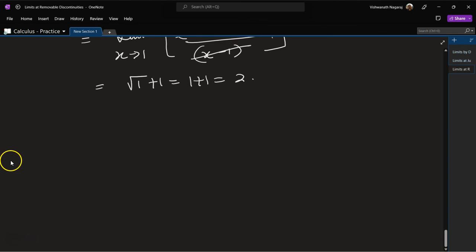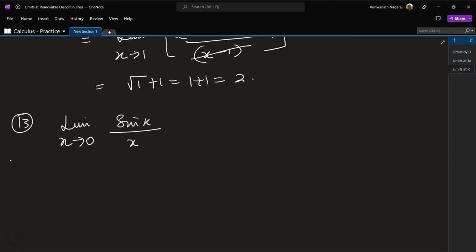Okay, now again let's change gears. So 13th, the limit as x approaches 0 of sine x by x. Now, this is a very important limit. And we can prove this in multiple ways. The straightforward way is by actually taking values. So let us say x is, okay, start with 0, right?